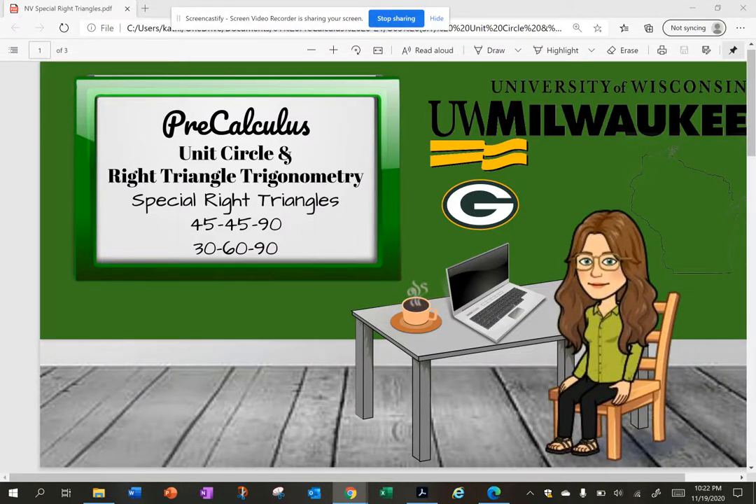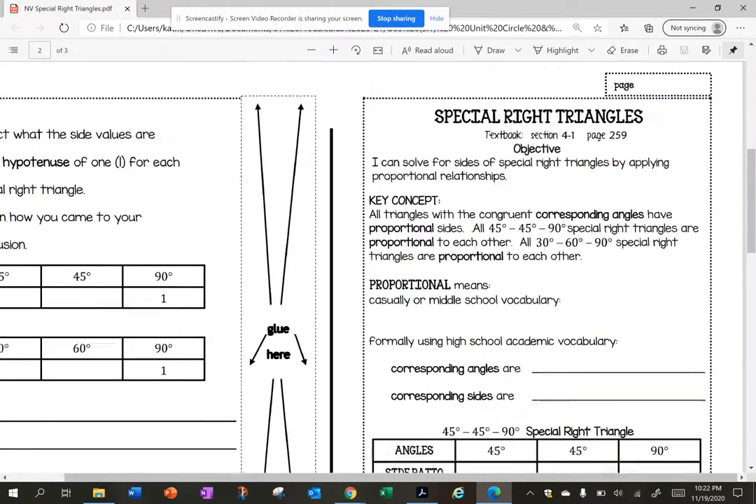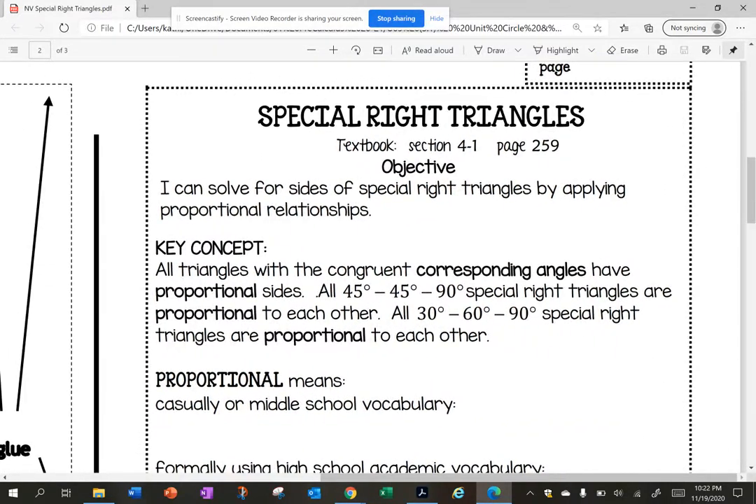Today's lesson is on special right triangles from geometry, the 45, 45, 90, and 30, 60, 90 triangles. All right, so what is my learning objective for today? Today I can solve for sides of special right triangles by applying proportional relationships. And the key concept here is that all triangles with congruent corresponding angles have proportional sides.